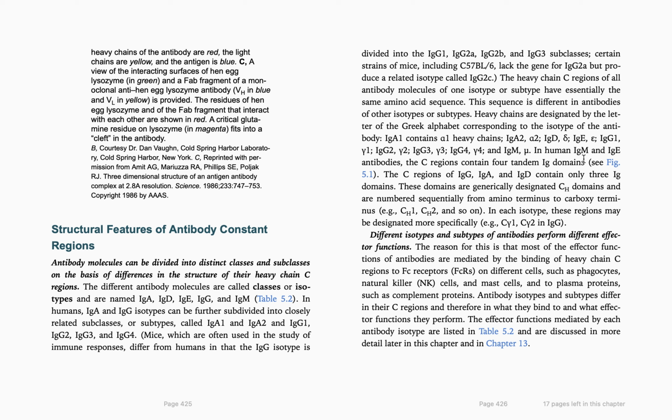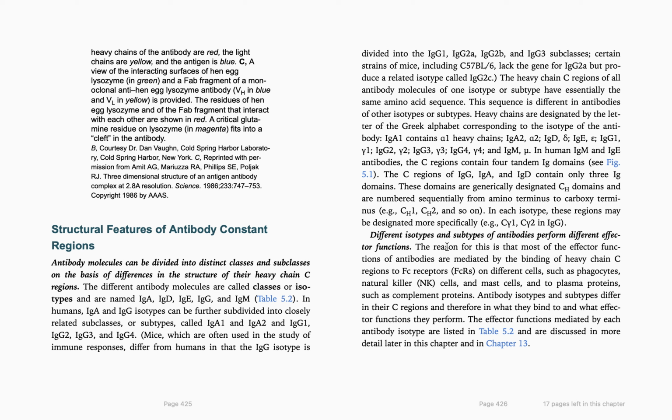In human IgM and IgE antibodies, the constant region contains 4 tandem Ig domains. The constant regions of IgG, IgA, and IgD contain only 3 Ig domains. These domains are genetically designated constant heavy domains and are numbered sequentially from amino terminal to carboxyl terminal, that is CH1, CH2, and so on. In each isotype, these regions may be designated more specifically.